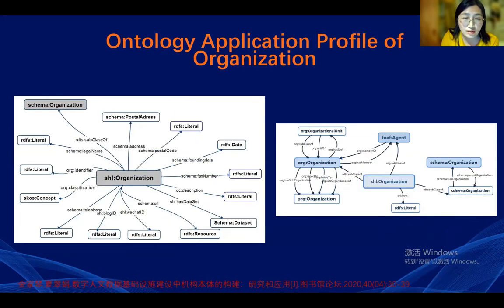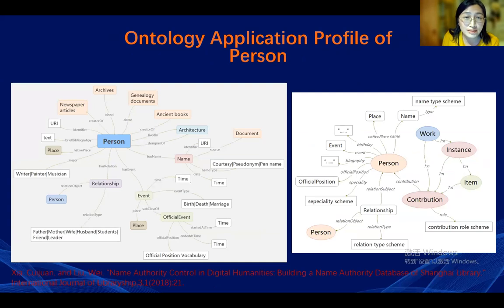This is the data model of the organization ontology application profile, which mainly extends schema.org and the W3C organization ontology. And we also have an organization knowledge base published with linked open data technologies. This is the core and extension data model of the ontology application profile of person, which can describe personal information, relationships, official experience, and other important events during a person's life, and the different contributions which the person made for the resources such as books, photos, archives, and so on.